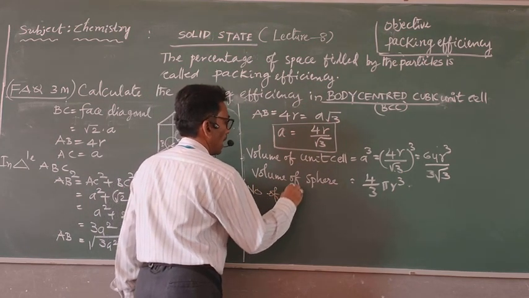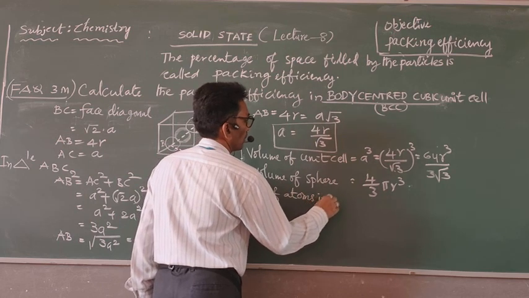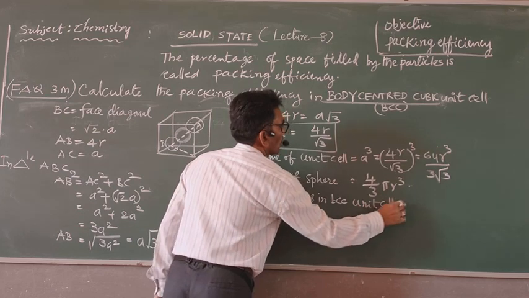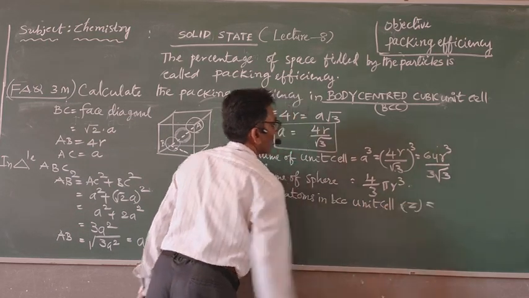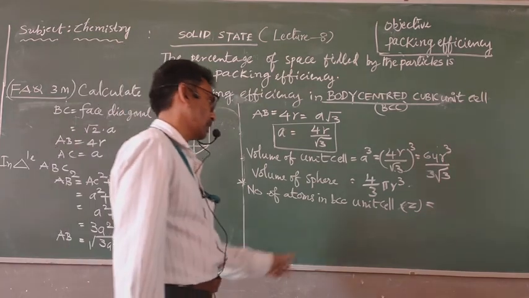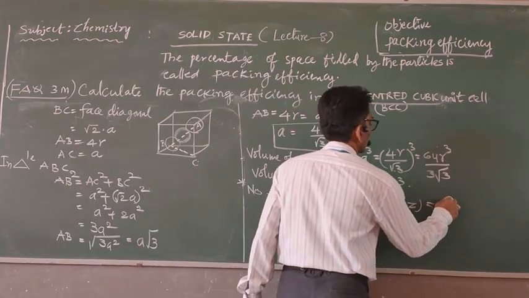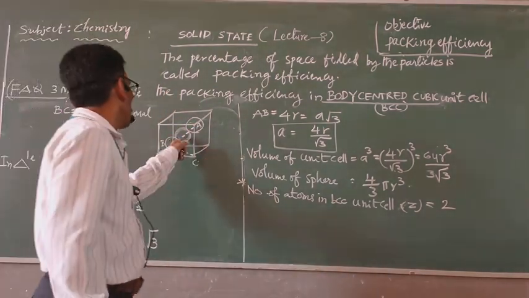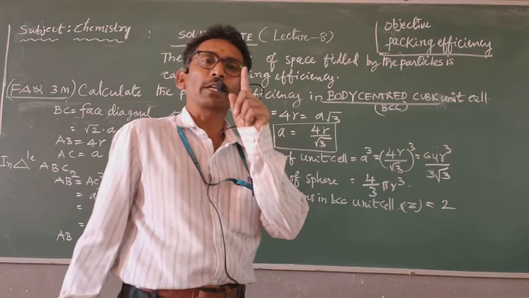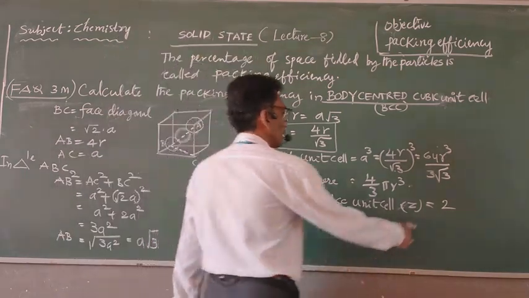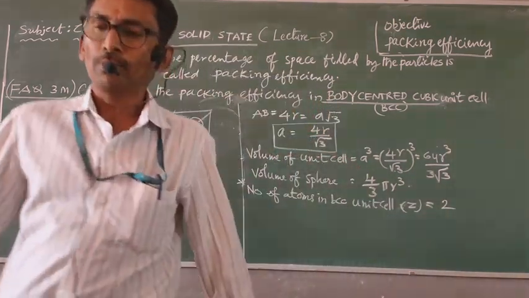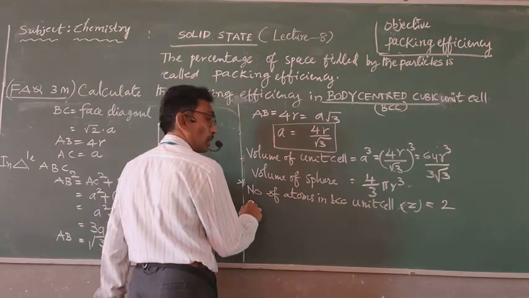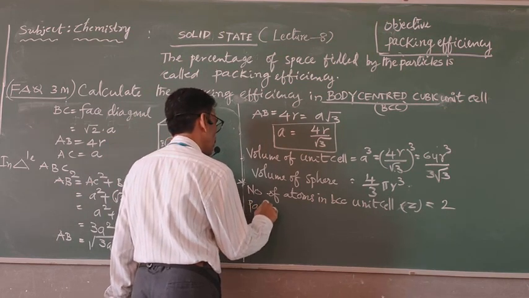Number of atoms in BCC unit cell, which is denoted by letter Z, and that is 2. How is it 2? 8 corners into 1 by 8 after contribution, and 1 body center cannot be shared. 8 into 1 by 8 is 1, and 1 body center, 1 plus 1, 2 is the final number, which is familiar to you. And now, formula, packing efficiency.